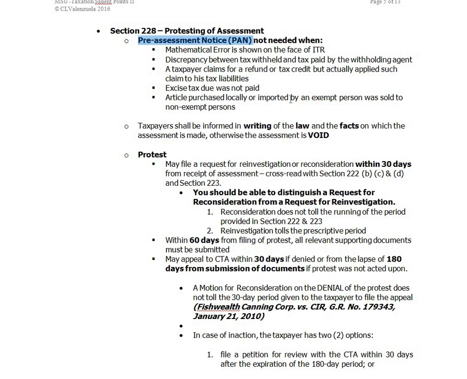So now, after examining, after auditing, the BIR should issue a pre-assessment notice, except for the enumerated ones in Section 228. And after that, the PAN should be in writing. There's this provision in Section 228: it must state the law and the facts. Otherwise, the assessment is void.